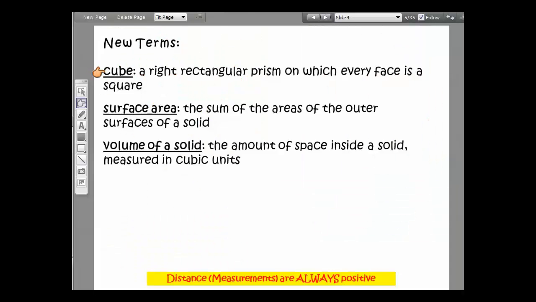Some of the terms that we're going to be talking about today are a cube, it's a right rectangular prism on which every face is a square, and surface area and volume.